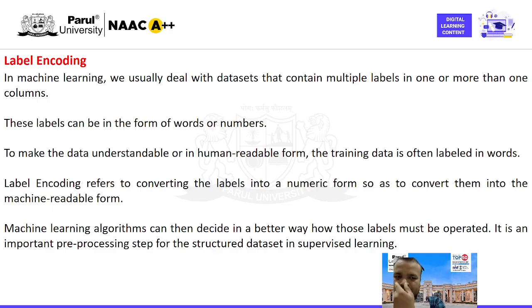But a machine understands machine readable language, 0 1 numeric form, you can say. So we try to convert these labels into numeric form, machine readable form. Then machine learning algorithms can decide in a better way how those labels must be operated. It is an important pre-processing step for a structured data set in supervised learning.